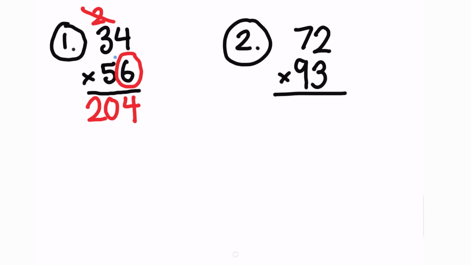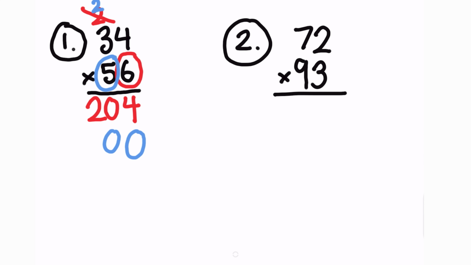Now we're going to look at the tens number for 56, which is the 5. And we're going to do the exact same thing, except because the 5 is in the tens spot, we need to start by putting a 0. Now we do 5 times 4, which is 20. So we put the 2 above for the next one, and the 0 down below.